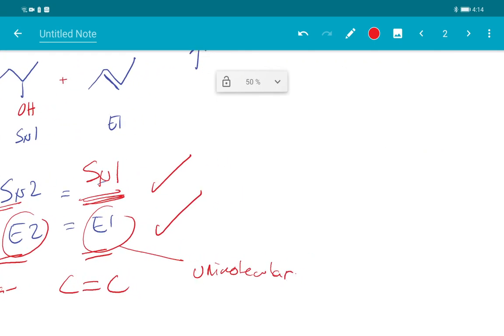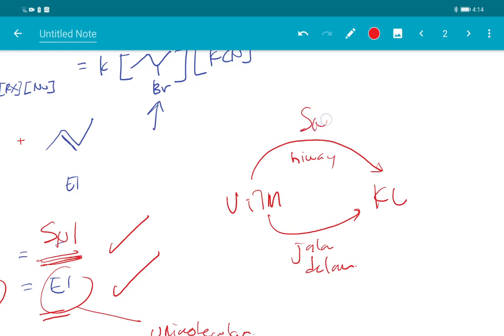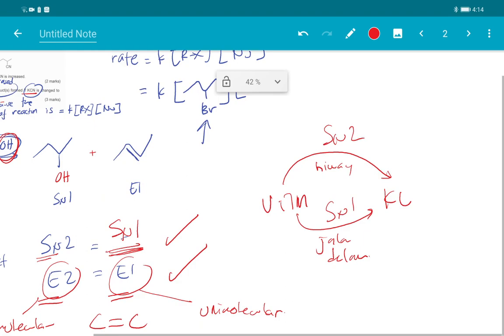Okay, we have two options. First, macam tadi, daripada UiTM Tapah, kita nak pergi KL. So, ada two options. We can either go using the highway or we going to use jalan dalam. So, samalah kalau kita pergi substitution or elimination, it can be either SN2 or SN1. The product is the same, however, the route that we are using is different. Okay, jangan confuse sangat tentang topik ni.